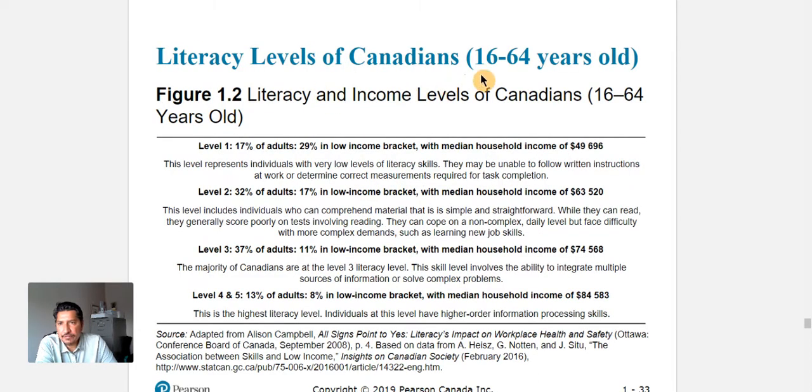Literacy level of Canadians, 16 to 64. Look at level 1, level 2, level 3, level 4. Here, 17% of adults, 29% in the low income bracket with a median household income of 49,696. These numbers give an idea of the literacy and income levels of Canadians from 16 years to 64 years. It is adapted from Alison Campbell, and the website is there as well.